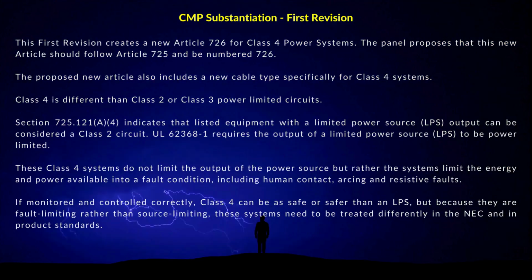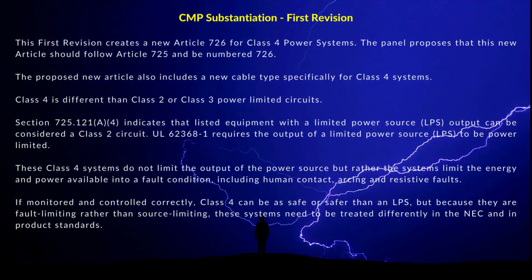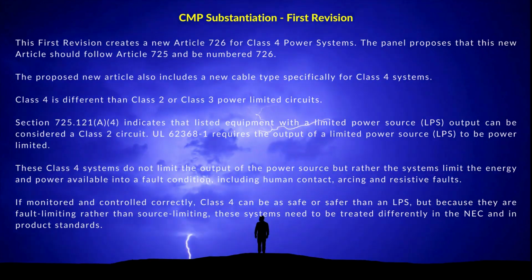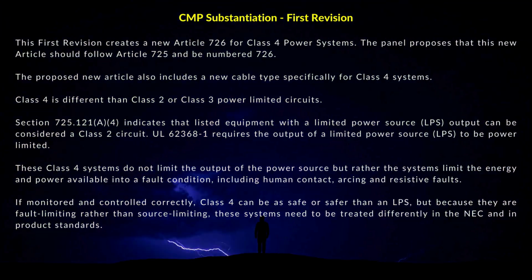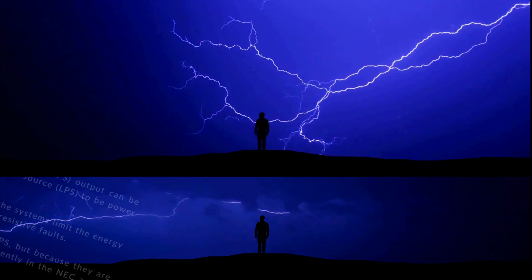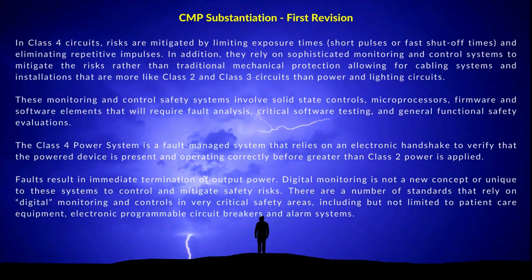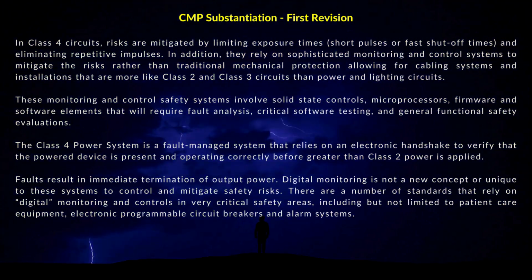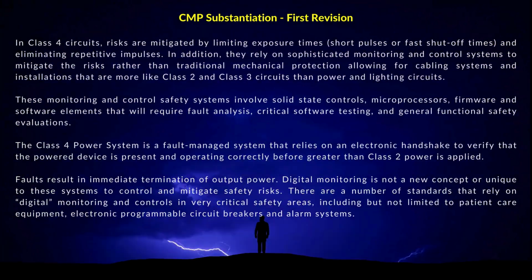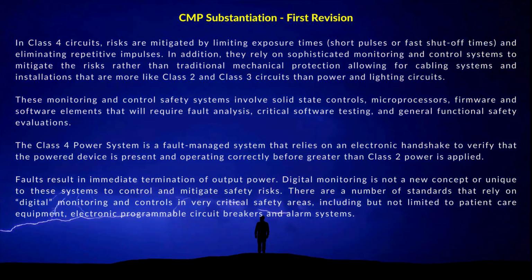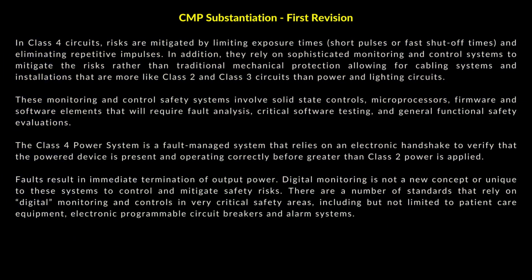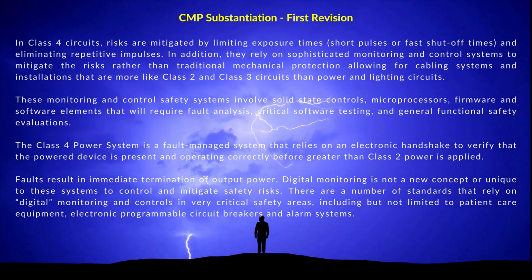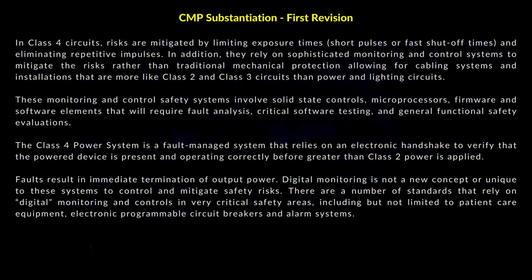If monitored and controlled correctly, Class 4 can be as safe, or safer than, an LPS, but because they are fault-limiting rather than source-limiting, these systems need to be treated differently in the NEC and in product standards. In Class 4 circuits, risks are mitigated by limiting exposure times, short pulses, or fast shut-off times, and eliminating repetitive impulses. In addition, they rely on sophisticated monitoring and control systems to mitigate the risks, rather than traditional mechanical protection, allowing for cabling systems and installations that are more like Class 2 and Class 3 circuits than power and lighting circuits.